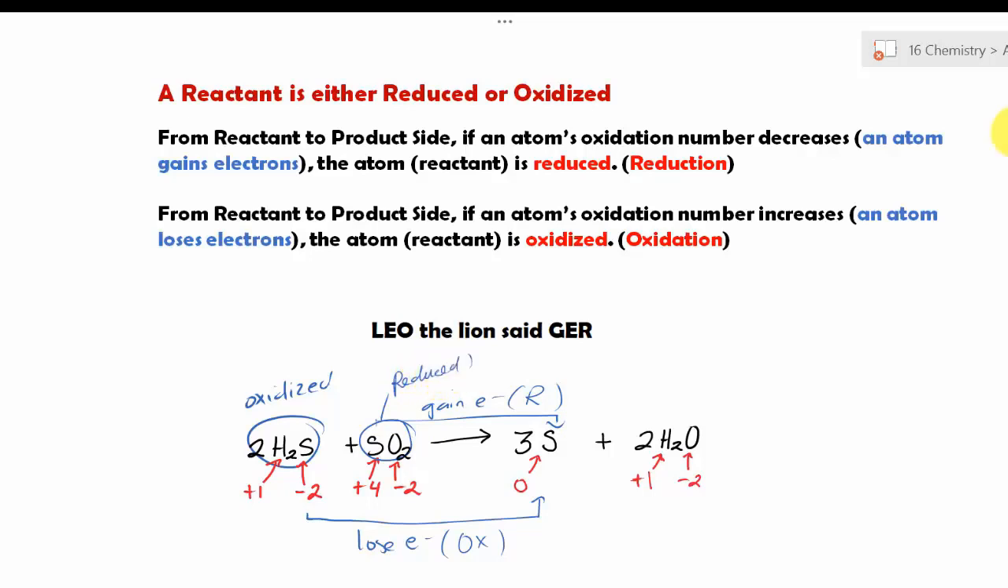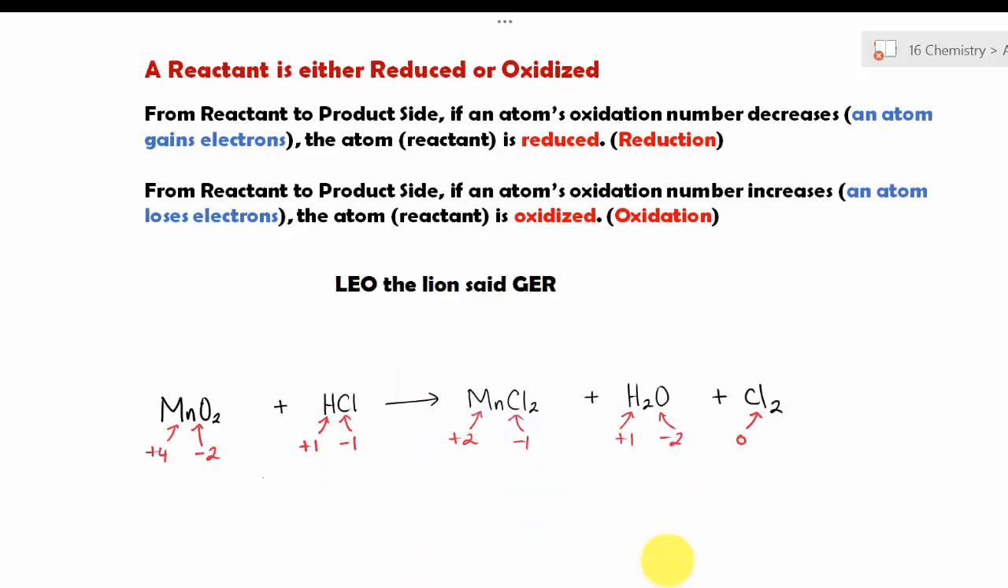In this case, we have 2 sulfurs in 2 different reactants. This sulfur is being oxidized because it loses electrons, and this sulfur is being reduced because it gains electrons. Let's try another problem. Here we have manganese starting from +4 all the way to +2. The oxidation number is less, so the only way that's possible is gaining electrons, and that is reduction. So this substance here is being reduced.